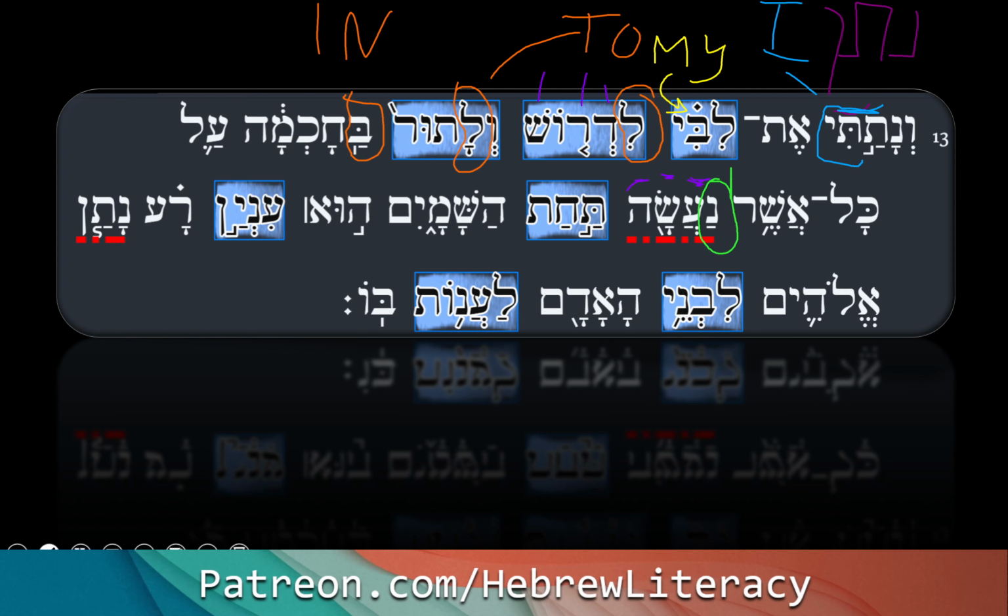So we have the red underline because it's perfect. Usually perfect renders as a past in English. It's the perfect form of the verb, and the nun is telling us it's passive. So, bachakhmah, he's searching for the wisdom, all concerning kol asher, everything which na'asa, which has been done, or which is done.